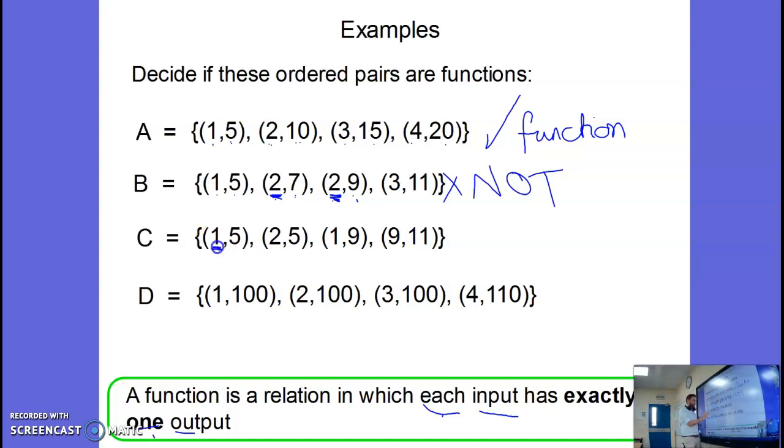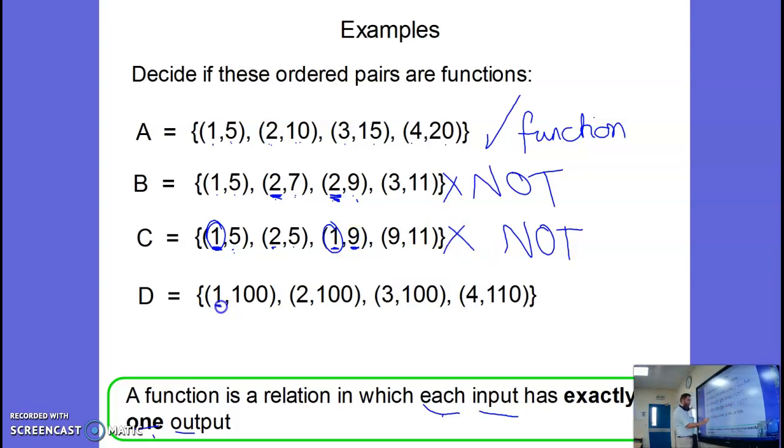On here, 1 input, we get 5. 2 input, we get 5. That's not a problem so far. 1 input, we get 9. Now we can say this is not a function. Because for the input 1, there were 2 different outputs. So that is not a function.